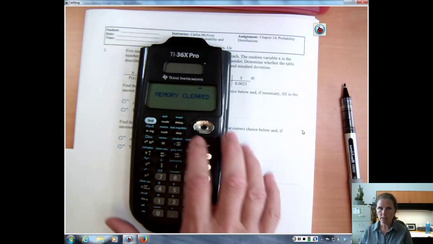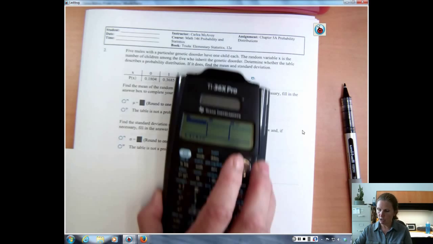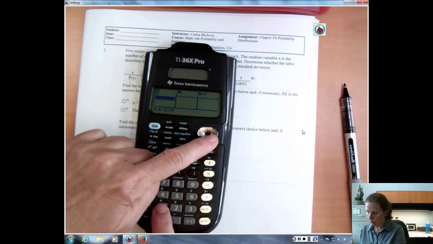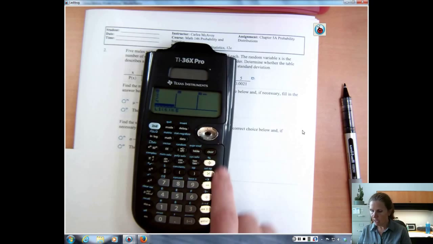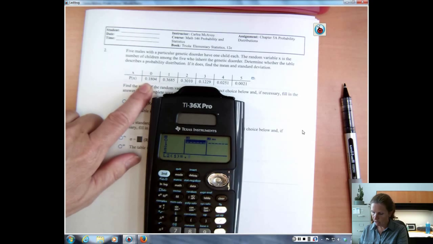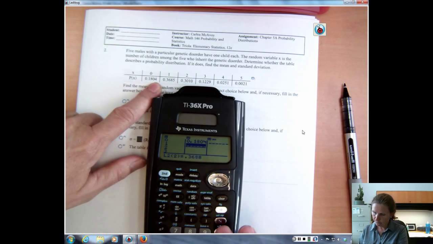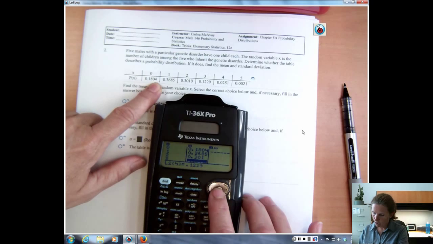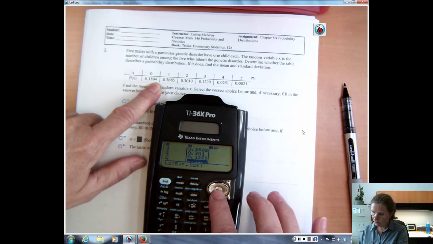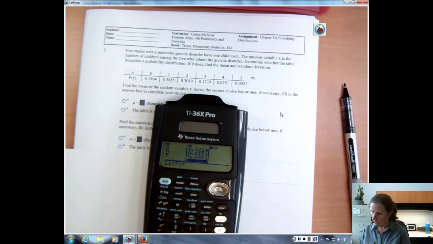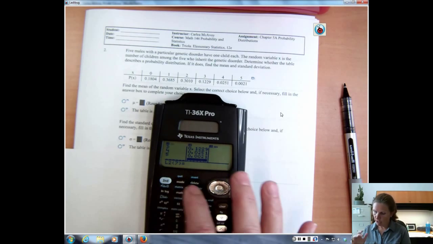Okay, so I go to data and I put in that first row, which is 0, 1, 2, 3, 4, and 5. Now I'm going to go to my second column and enter the values that I was given. 0.1804, that's not the variable, that's the probability, sorry, 0.3685, 0.3010, 0.1229, 0.0251, 0.0021.